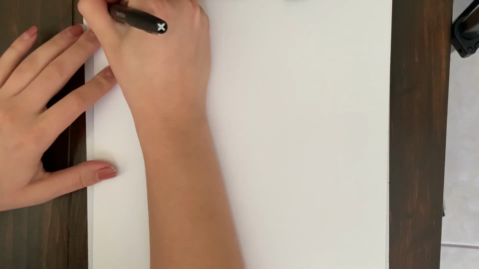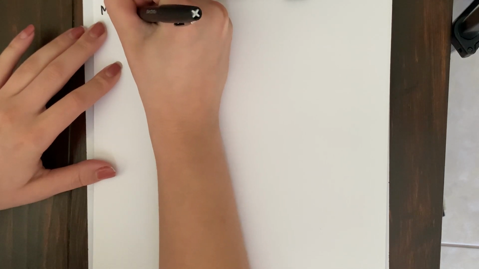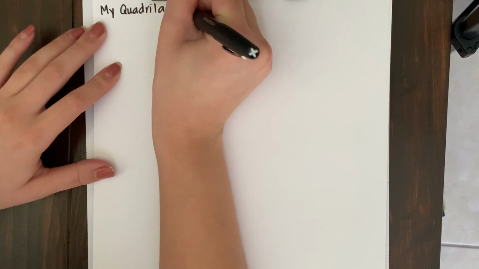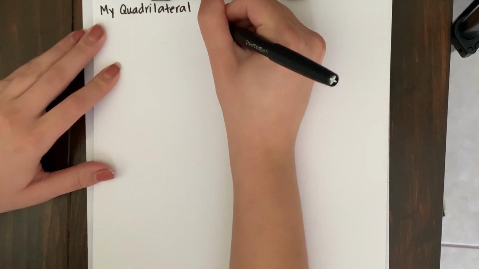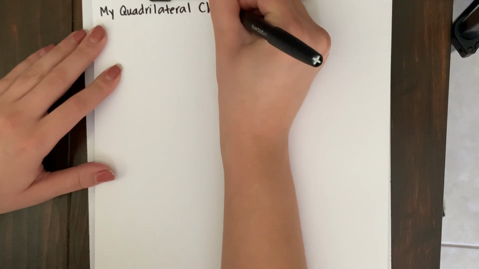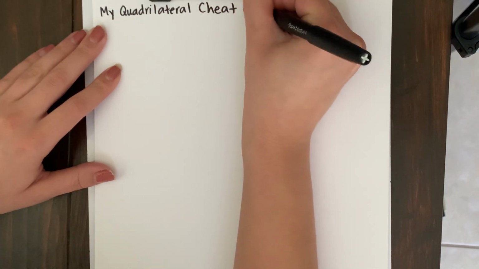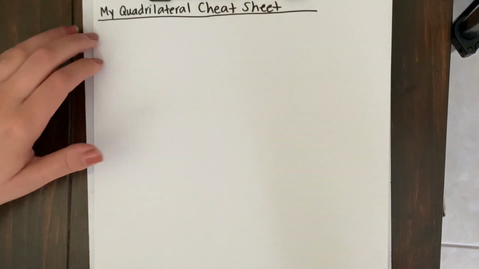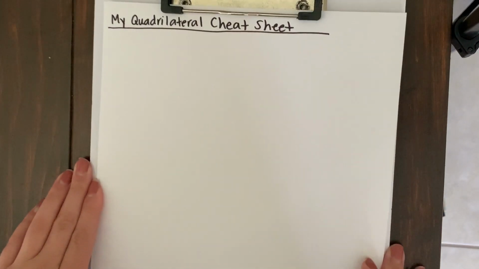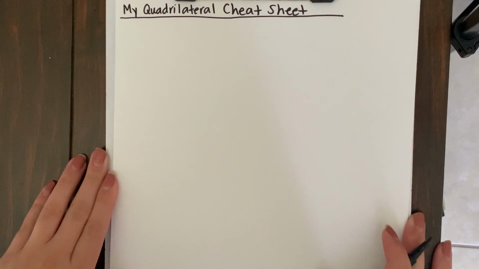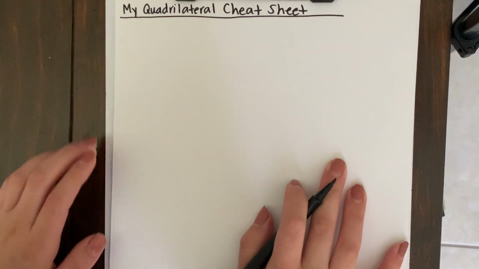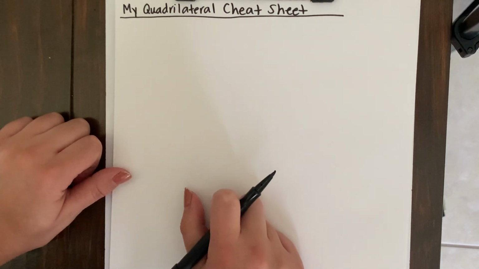Okay, so up at the top, I'm gonna title this, My Quadrilateral, big word, Quadrilateral cheat sheet. Okay, so this is something that I would have maybe done when we were in school and we were doing our actual learning in the classroom together, maybe in our math notebooks. And this is something that you just kind of keep with you as we work through everything.